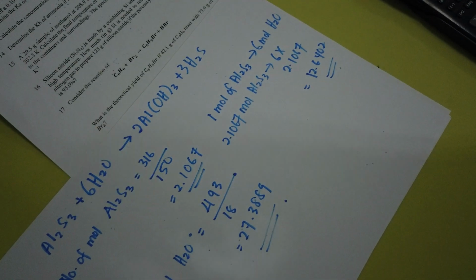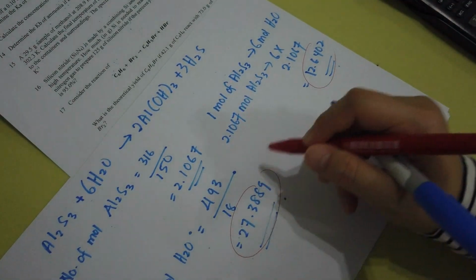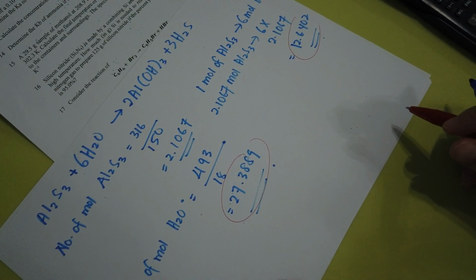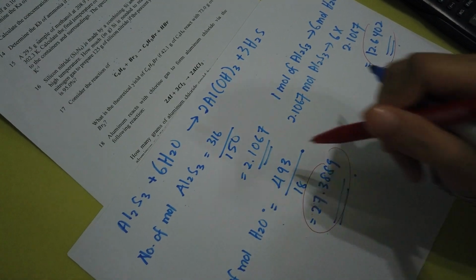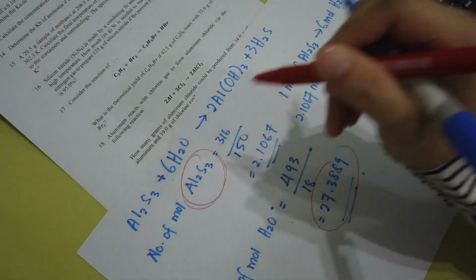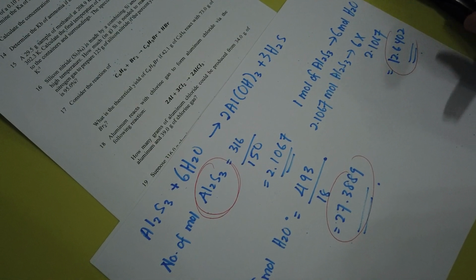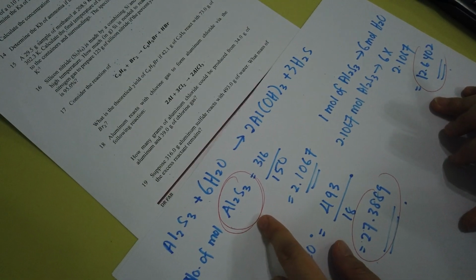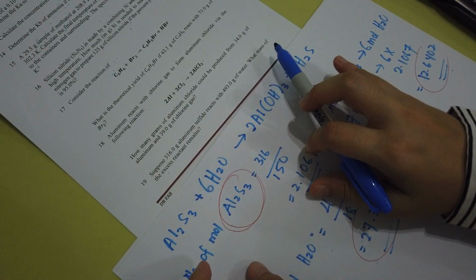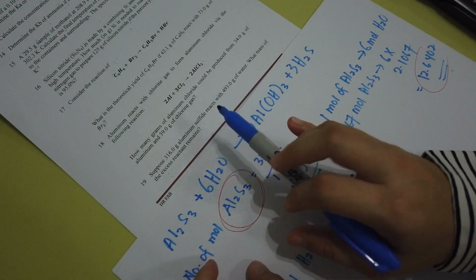So in saying that, because we have mole here, it's 27.3889, so we can assure you that this one is your limiting reagent. Okay, so since this is the limiting reagent, so now what mass of the excess reactant remains?